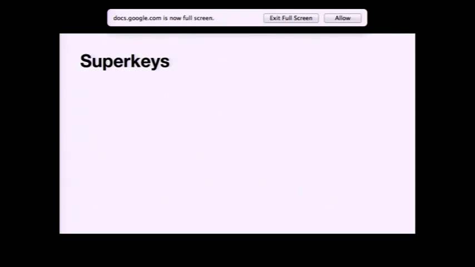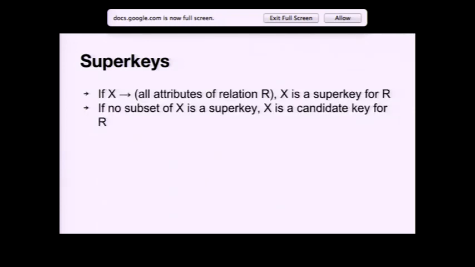A little bit more terminology. A superkey is when you have some set of attributes X that determines all attributes of a relation R. Then you say that X is the superkey for R. If no subset of X is a superkey for R, then you can say that X is a candidate key for R. So don't confuse these with search keys for indices. That's a completely different type of key.